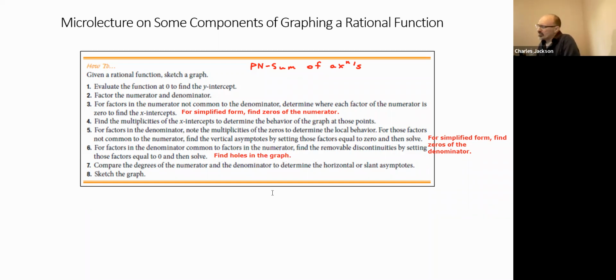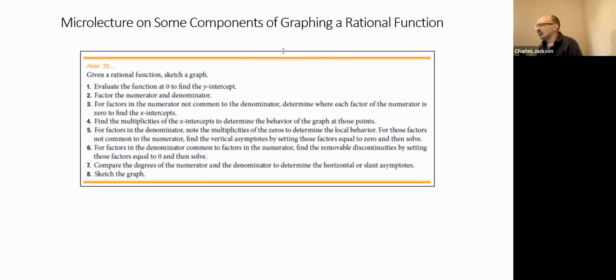Now on that point number 7, horizontal or slant asymptote, I want to focus just on the horizontal asymptote. A horizontal line that a curve approaches. And that is a really, really easy thing to do. You can do it mentally. You absolutely can just do that mentally. So let's see why that's so easy.